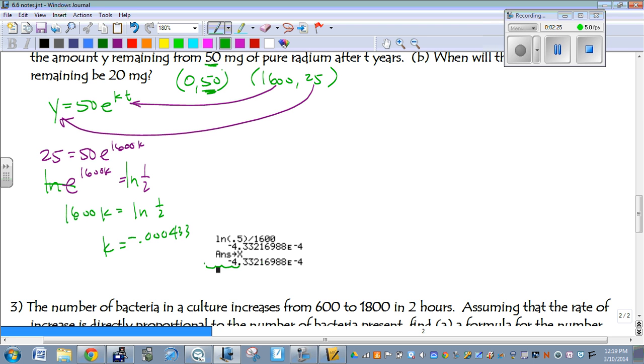Part A just asks us to go ahead and find the equation. So we've got it now. y equals 50 times e to the negative 0.000433t.